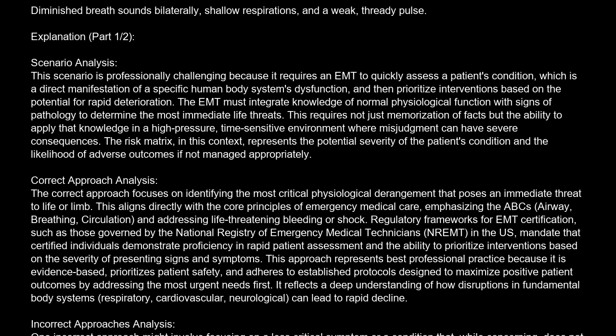Regulatory frameworks for EMT certification, such as those governed by the National Registry of Emergency Medical Technicians, NREMT, in the U.S., mandate that certified individuals demonstrate proficiency in rapid patient assessment and the ability to prioritize interventions based on the severity of presenting signs and symptoms. This approach represents best professional practice because it is evidence-based, prioritizes patient safety, and adheres to established protocols designed to maximize positive patient outcomes by addressing the most urgent needs first. It reflects a deep understanding of how disruptions in fundamental body systems, respiratory, cardiovascular, neurological, can lead to rapid decline.